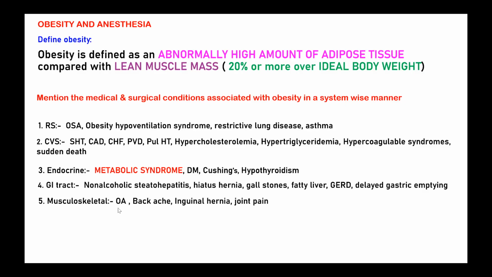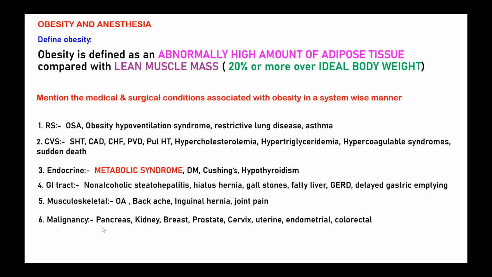Musculoskeletal, they can have early osteoarthritis, backache, inguinal hernia, and joint pain. And malignancy of pancreas, kidney, breast, prostate, cervix, uterus, endometrial, and colorectal are common in obese patients. And other things are, they may have renal failure, depressive psychosis, and reduced life expectancy.